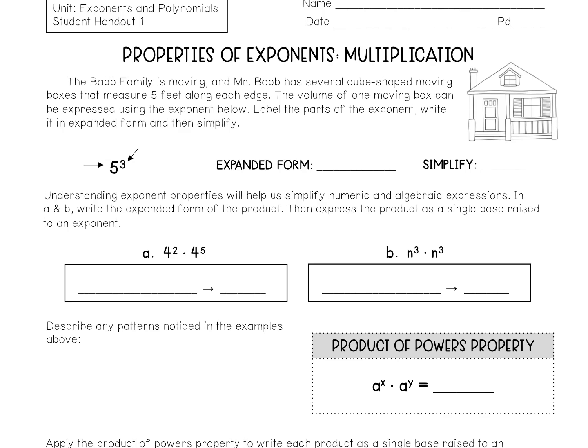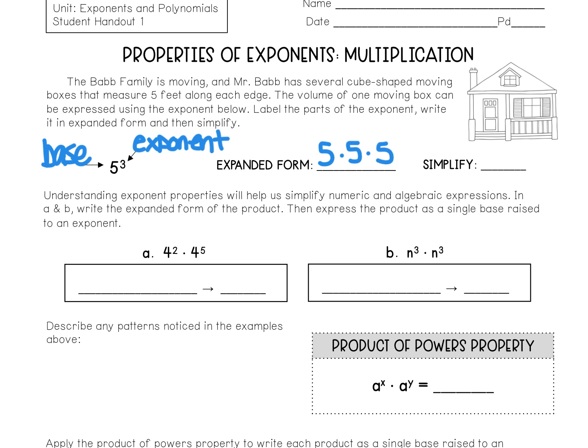As we continue to talk about radicals and exponents in this unit, we're going to focus more on rules for simplifying exponents when they're multiplying. So just to review, the big number is called the base, and the little bitty number is called the exponent. When we talk about expanded form, 5 to the third power means 5 times 5 times 5.